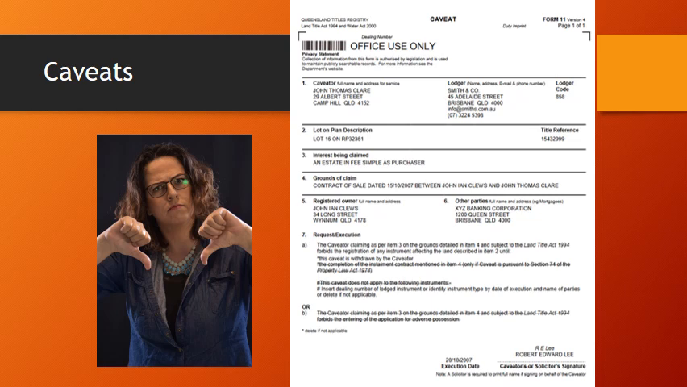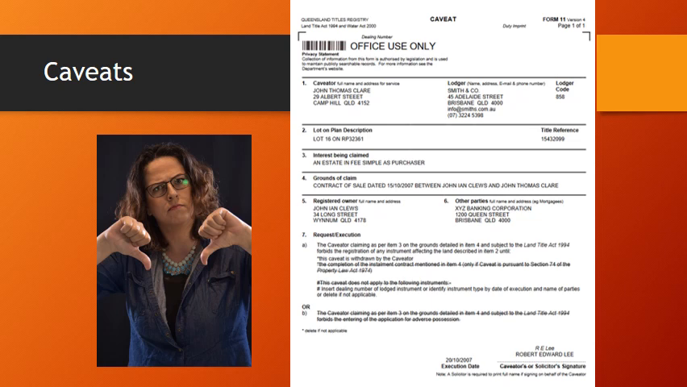Now, you can see the next item there says interest being claimed, right, and state in fee simple as purchaser. So this person, the caveator, being John Thomas Clare in this case, is lodging a caveat to try and protect their interest, which is not yet on the register. So they're saying that they've got an interest in fee simple as a purchaser, and that there's been a contract that they've signed. And I refer you back to that video that I made about the process of signing a contract for the sale of land and when it actually settles, so you get a better understanding of that process.